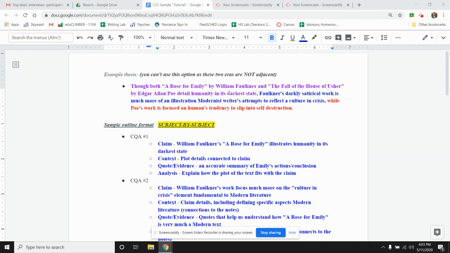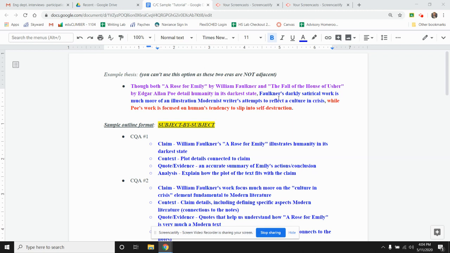Now remember, you can't use this option because these two eras are not adjacent. This sample outline is tackling A Rose for Emily by Faulkner, which is a modernist piece, and The Fall of the House of Usher, which is a dark romantic piece. So those two are not connected, whereas your comparison contrast needs to tackle two texts that are connected.